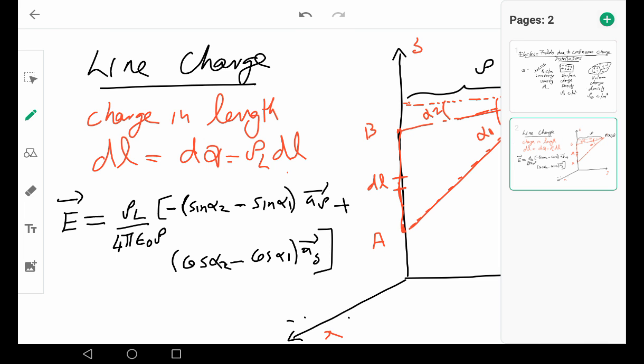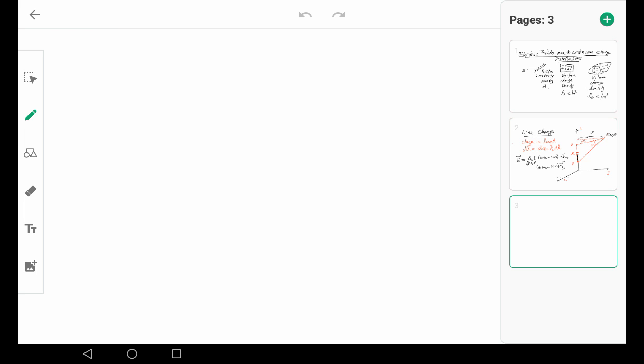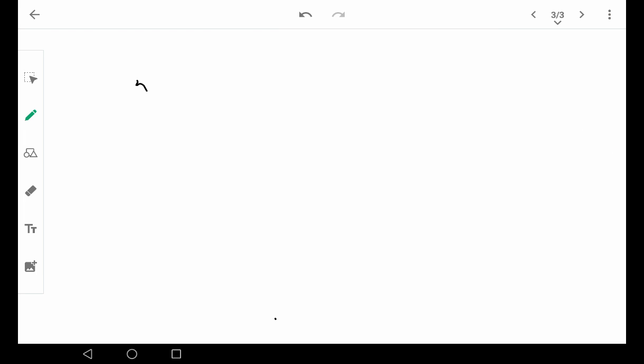Now suppose you have the line extending from minus infinity to plus infinity. So A is going down to minus infinity on the z-axis and B is going up to plus infinity on the z-axis. In that case, as an infinite line charge, you can write E equal to rho L by 4 pi epsilon 0 rho.